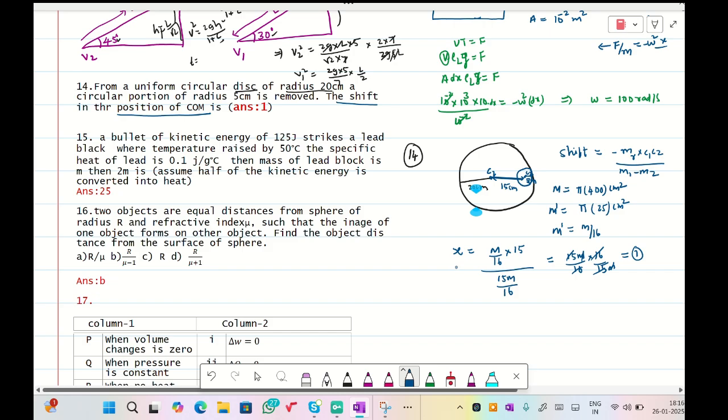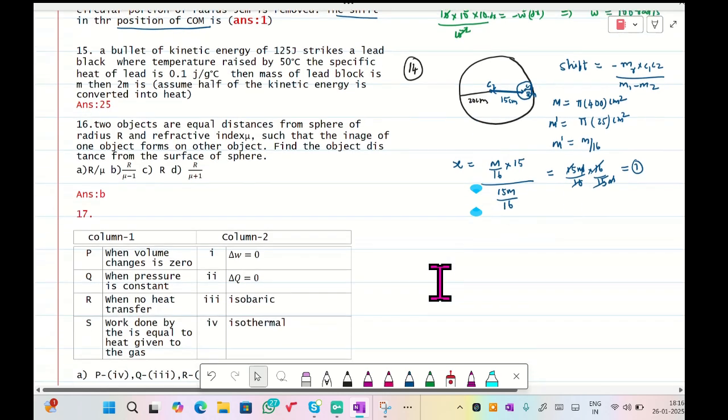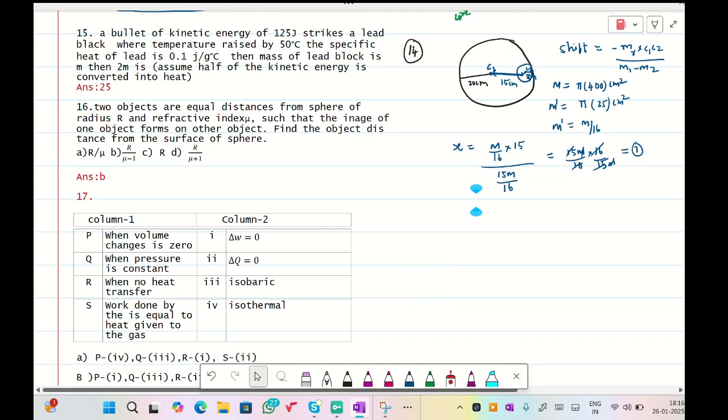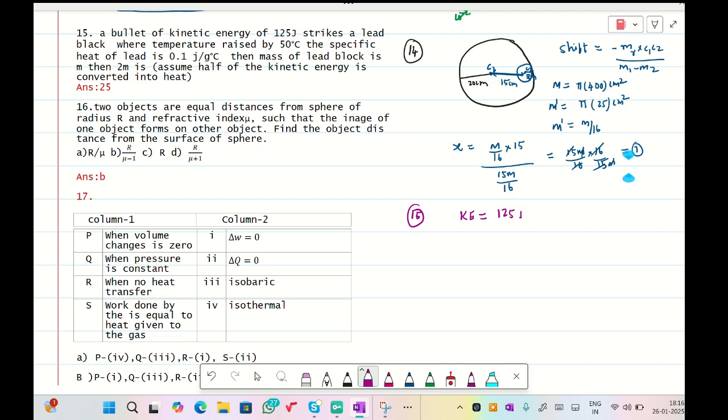Okay, now the 15th question. This is also a very important, basic conceptual question. A bullet of kinetic energy 125 joules strikes a lead block, and the temperature rises by 50 degrees centigrade. We don't know the starting temperature, but the rise in temperature, delta T, is given as 50 degrees centigrade.